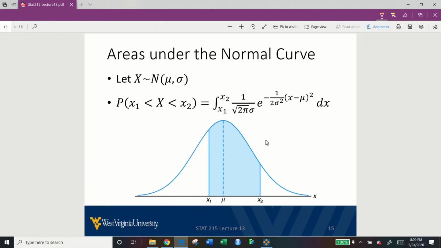So when talking about area under the normal curve, again, let us assume x belongs to the normal distribution with mean mu and standard deviation sigma. Then the probability of x1 less than x less than x2 is going to be equivalent to the integral from x1 to x2 of 1 over the square root of 2 pi sigma squared times e to the negative 1 over 2 sigma squared multiplied by the quantity x minus mu squared dx.